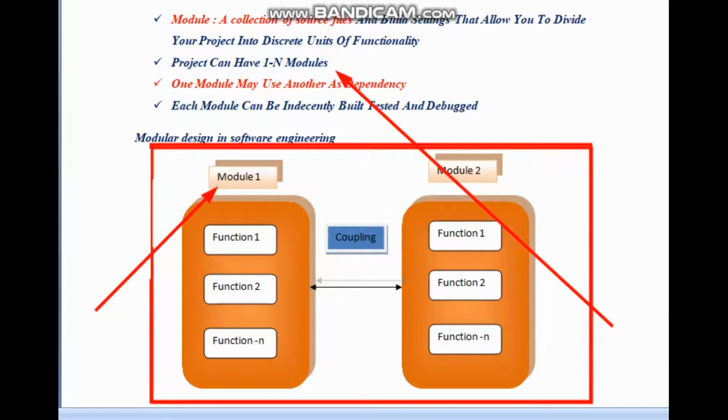We can have n number of modules in a project. That depends upon the functionality of your project. One module may be dependent on another module, or sometimes a module may work independently. When one module uses another module, that is called a dependency. So modules are interdependent on each other. The dependency factor between two modules is called coupling. Each module can be independently built, tested, and debugged.